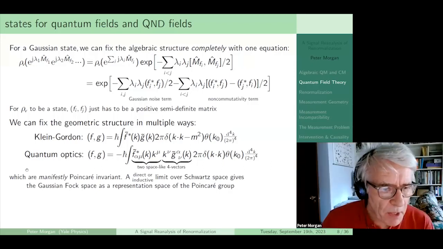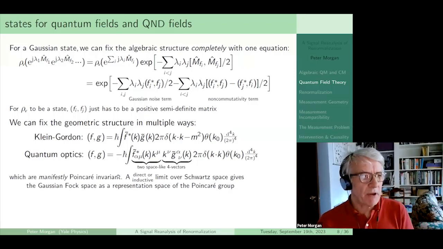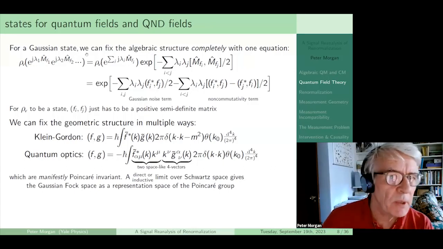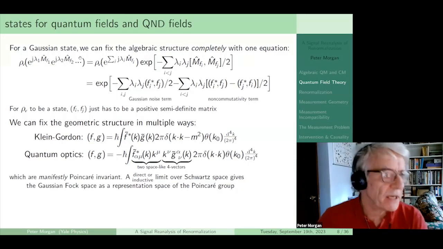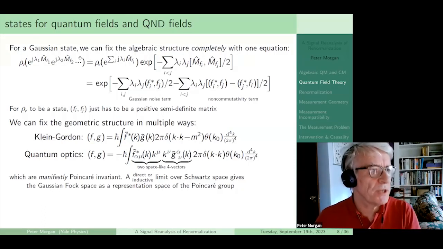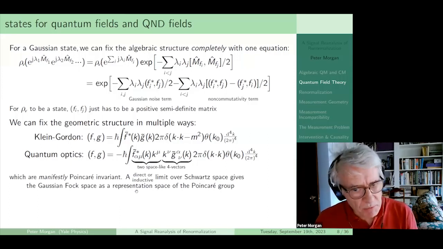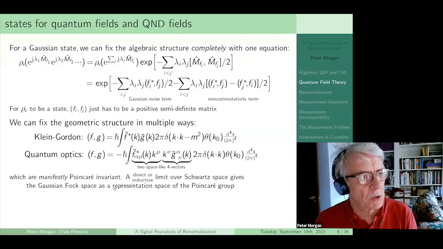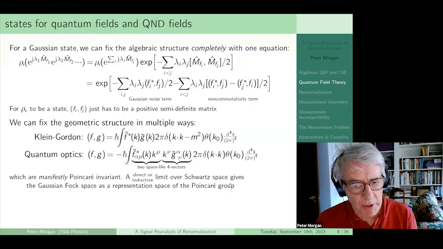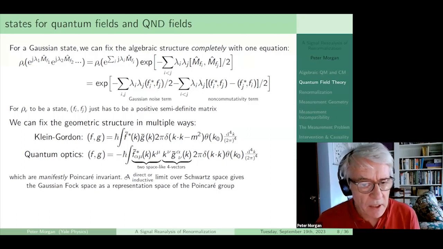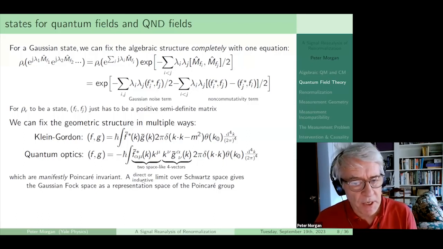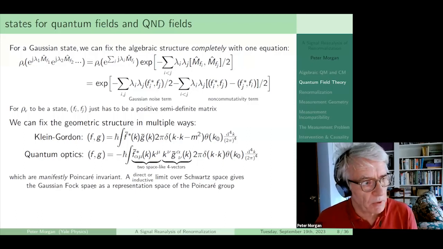So these, of course, are manifestly Poincare invariant. What we've got here is only a finite number of measurement operators. So this is perfectly enough to do physics or to do engineering. We might have thousands or millions of such things, but we don't need a continuum. If we want to be doing mathematics, then we may well want to work with the representation space of the Poincare group, which we can construct by using a direct or inductive limit over Schwartz space, and that gives us the Gaussian Fock space we're accustomed to.